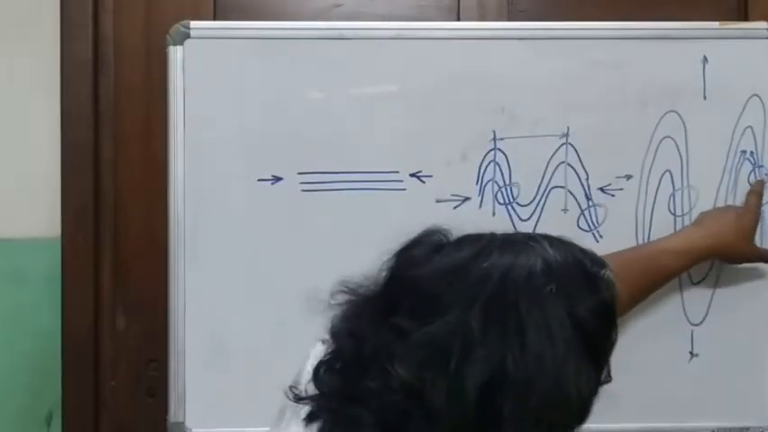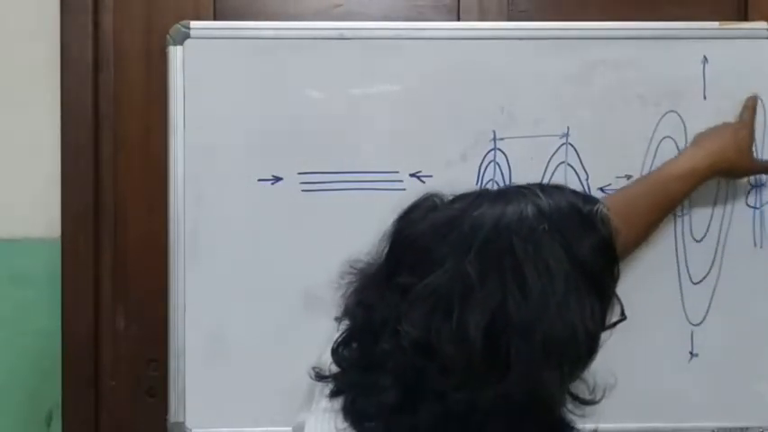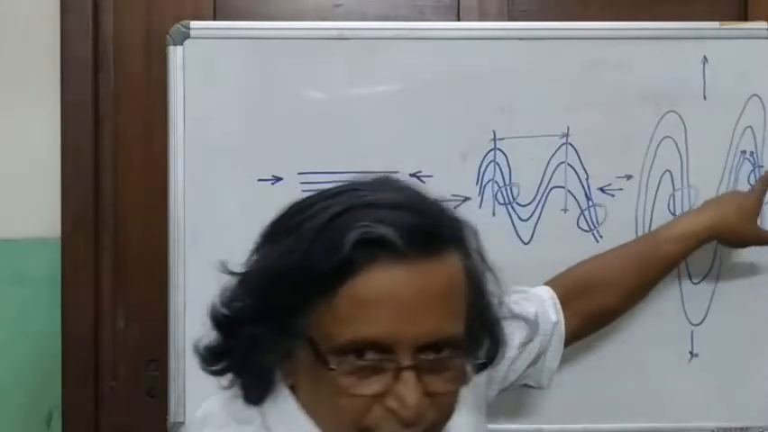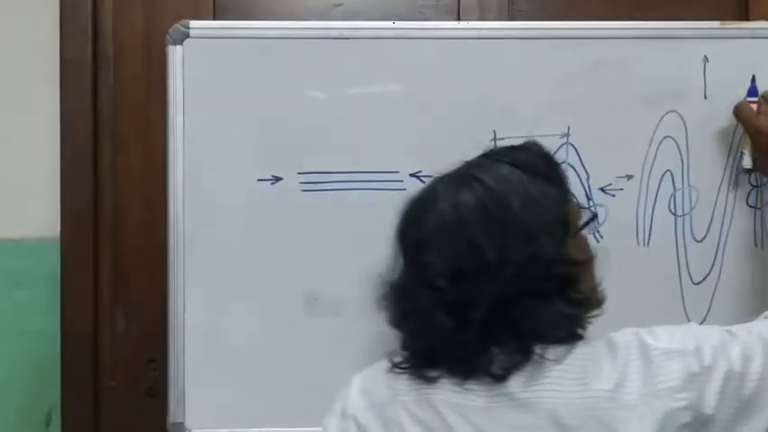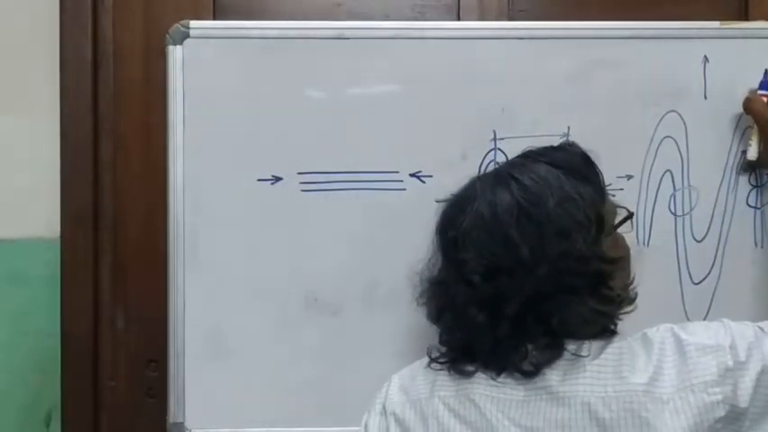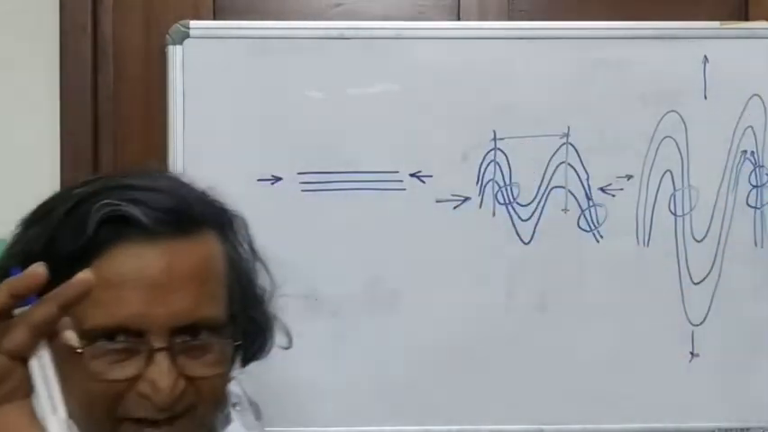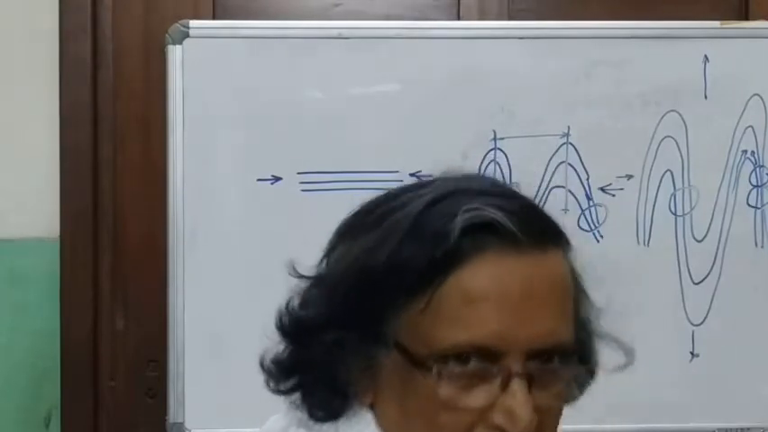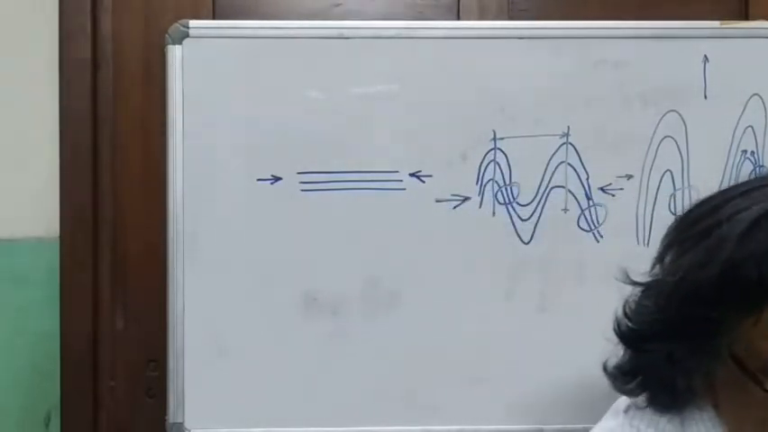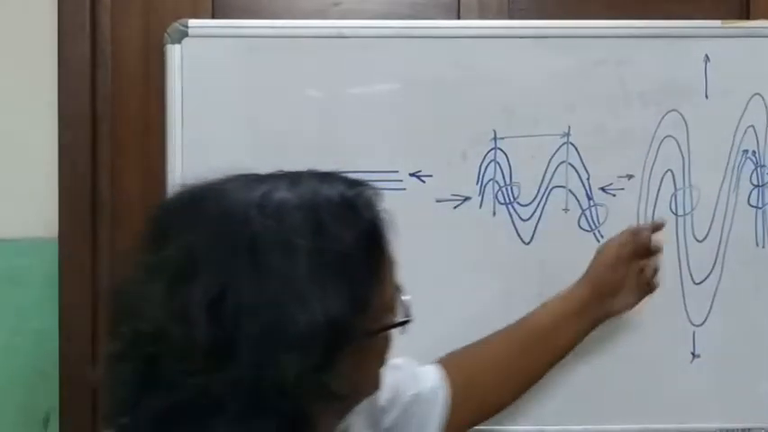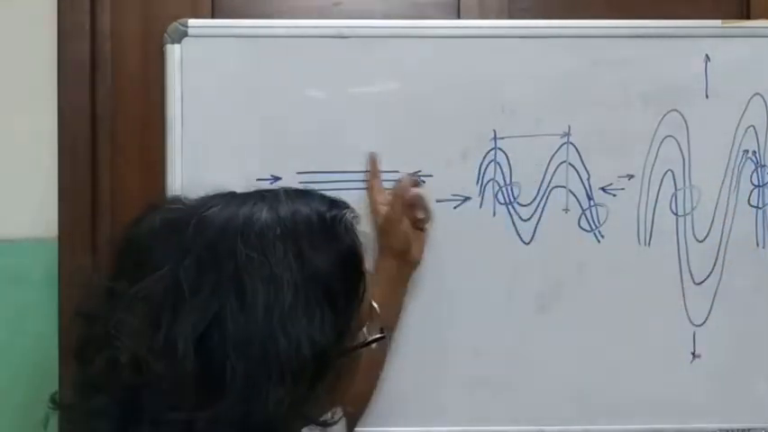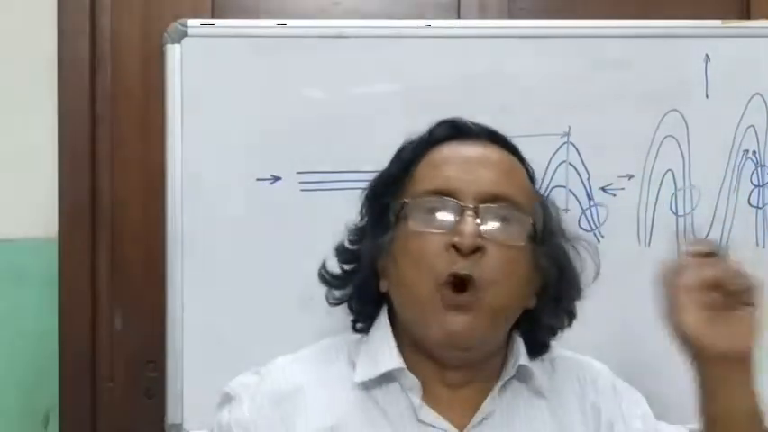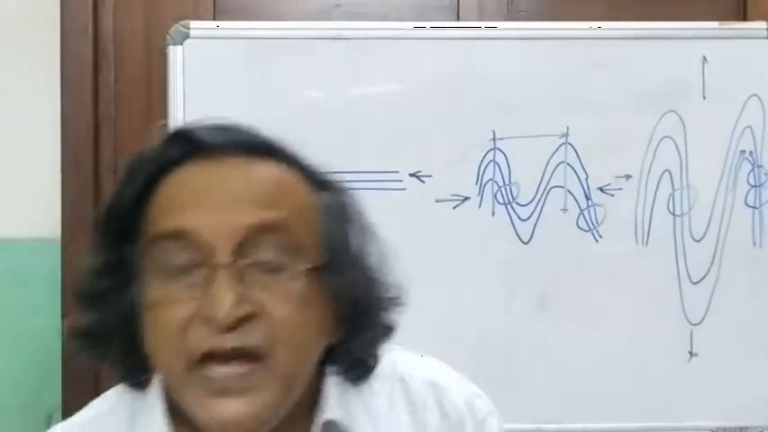So this is called the limb of the fold, and this is called the hinge of the fold. In the hinge area, the foliations become more spaced, and in the limb area, they become more crowded. Have you understood? This variation accentuates as you apply more and more stress on the rock.